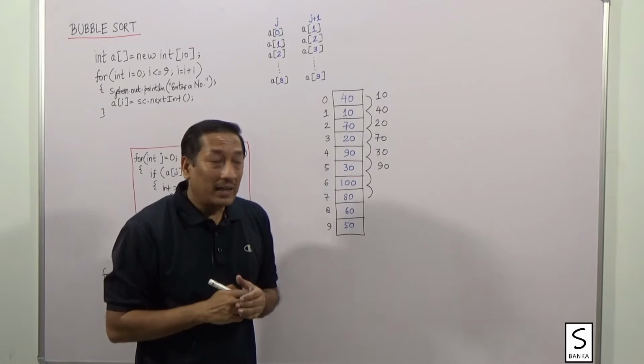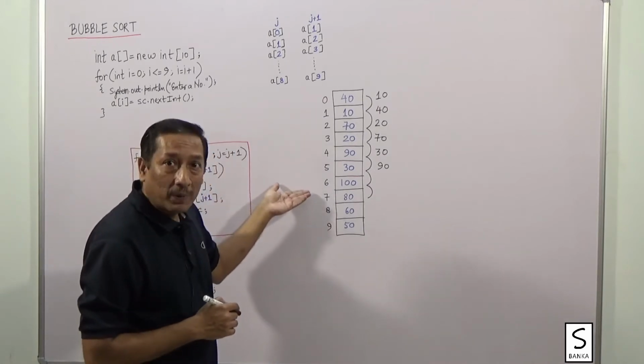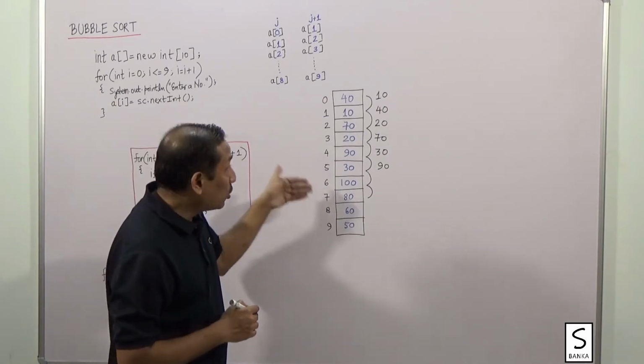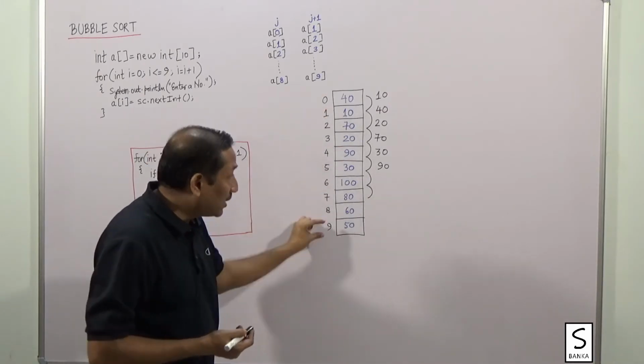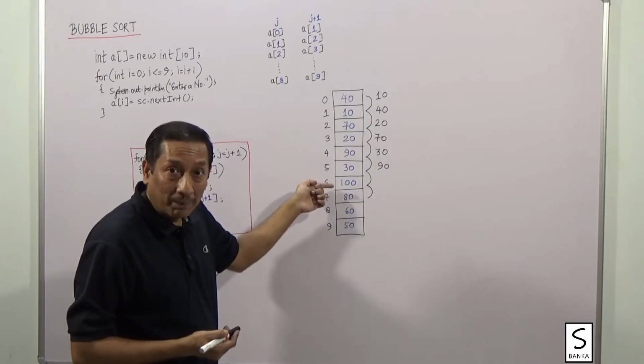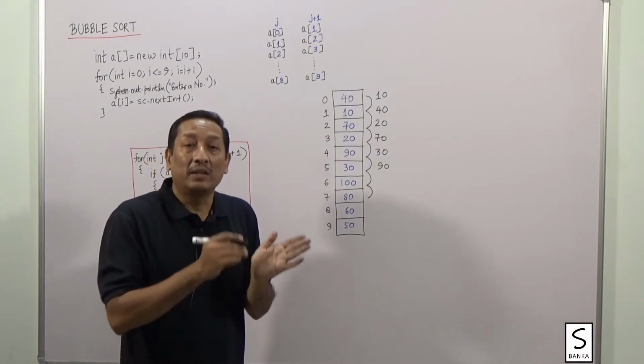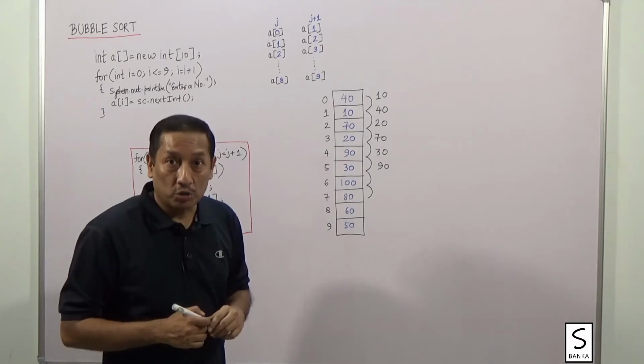Now you will say, sir, we have seen that 100 is the biggest. So why are we moving forward? No, we know the data. The program does not know. Since we are visualizing the data, we know that A6 is the biggest number, but the program does not know. Hence it needs to search the remaining data also.